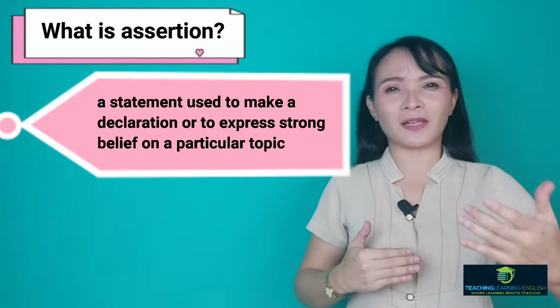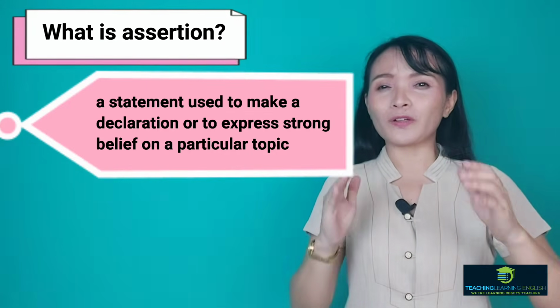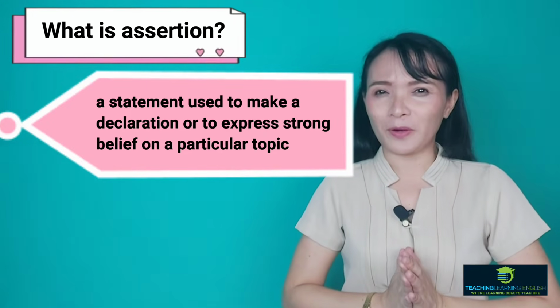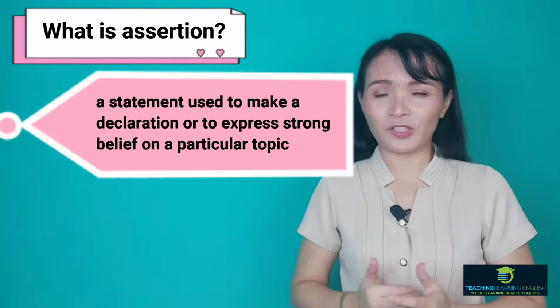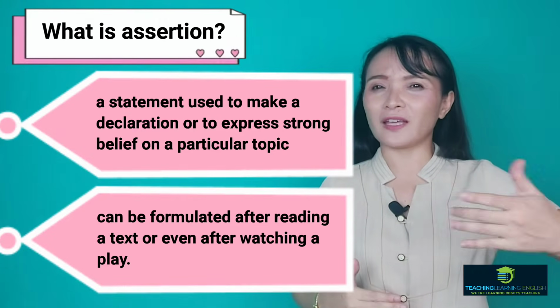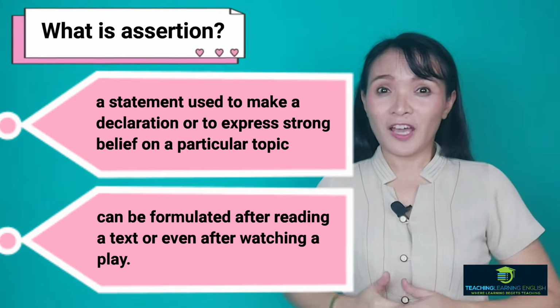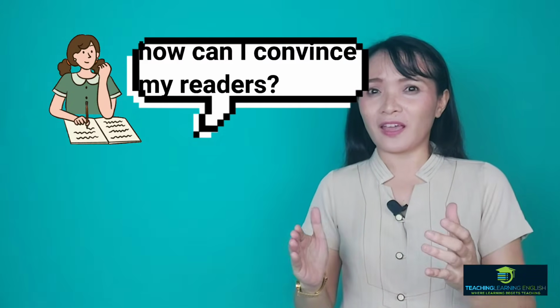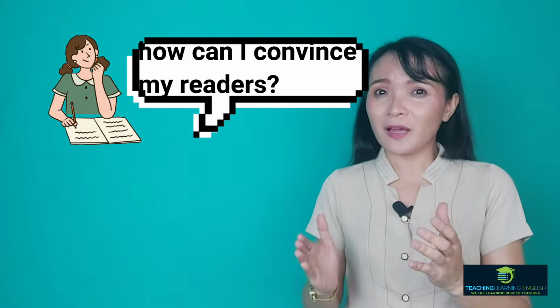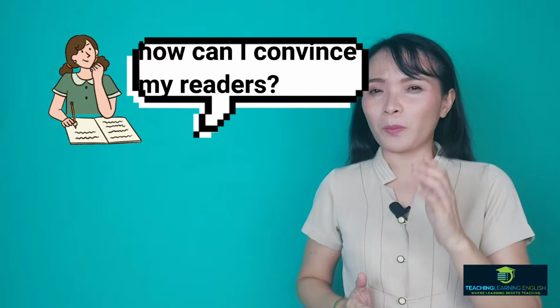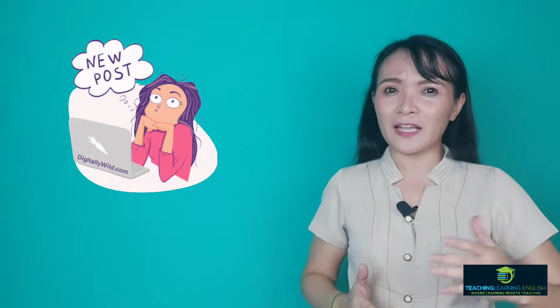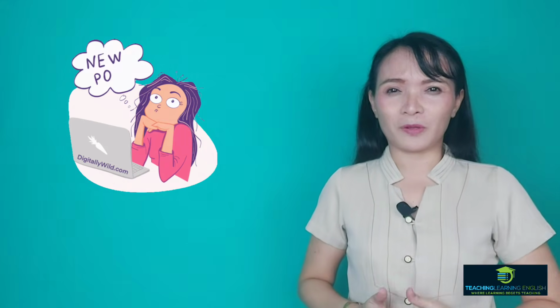What is assertion? An assertion is a statement used to make a declaration or to express strong belief on a particular topic. An assertion can be formulated after reading a text or even after watching a play. The purpose of writing an assertion is for the writer to convey directly an idea or feeling and to convince the reader to accept the writer's interpretation of a particular literary work. Any writer would want the reader to consider and possibly agree to the claims that he or she puts forward.